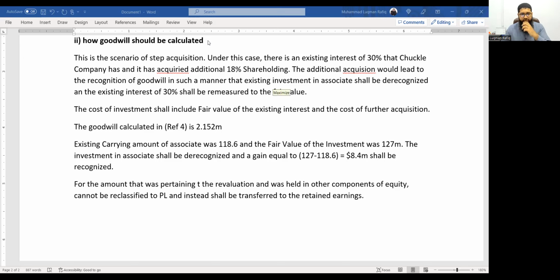See, what happens is that if you already have control and you acquire additional shares of a company, then that's a subsidiary in which you are acquiring more shareholding. That means you now have to calculate the gain or loss on a step acquisition. But if there was an investment which was not a subsidiary and you convert that into a subsidiary, that's simply an acquisition. That's simply a goodwill case.